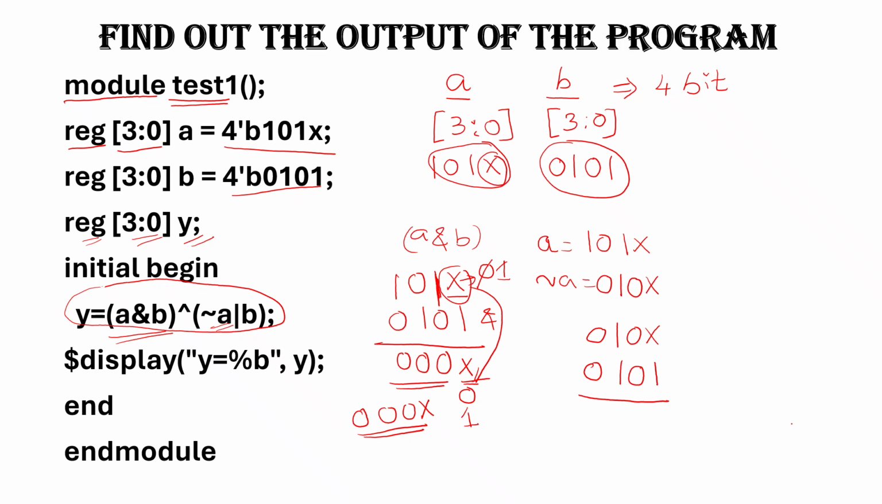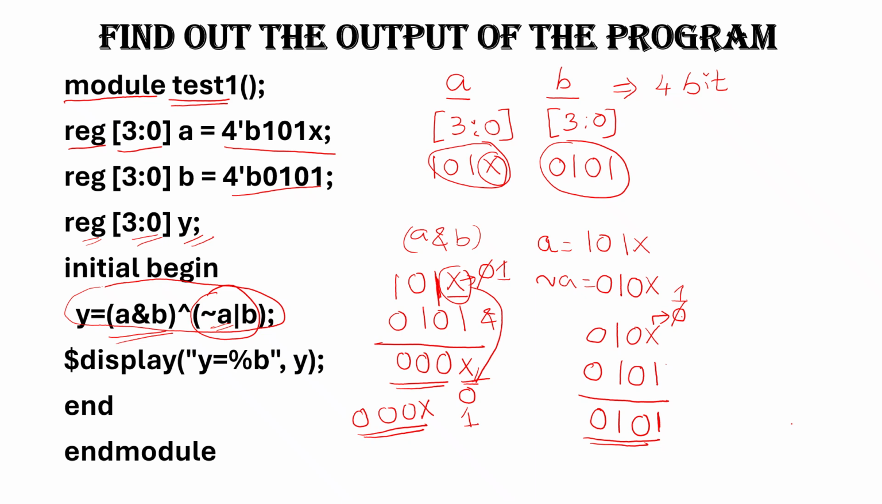Let me apply the OR operation. So don't care or 1, the result is 1. Because let me assume X value is 0: 0 or 1, the result is 1. Suppose X value is 1: 1 or 1, the result is 1. So don't care or 1, the result is 1. Then 0 or 0, output is 0. 1 or 1, output is 1. 0 or 0, output is 0. So after doing this operation, you will get the result 0, 1, 0, 1.